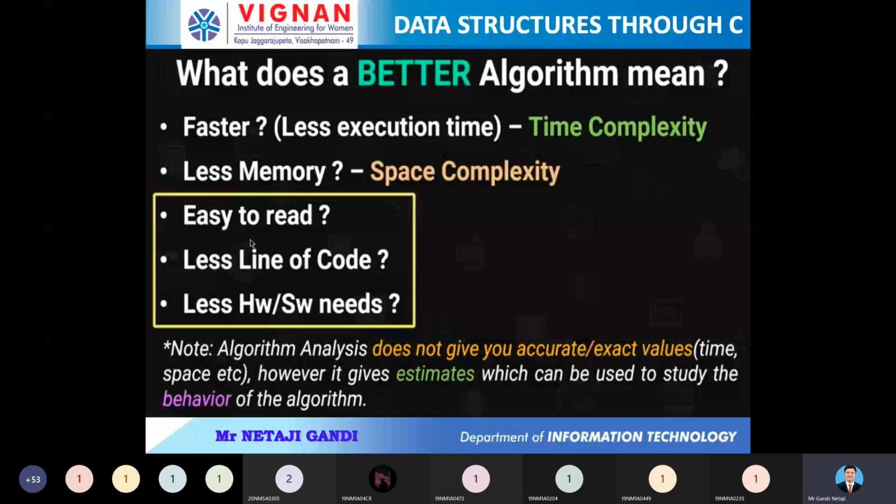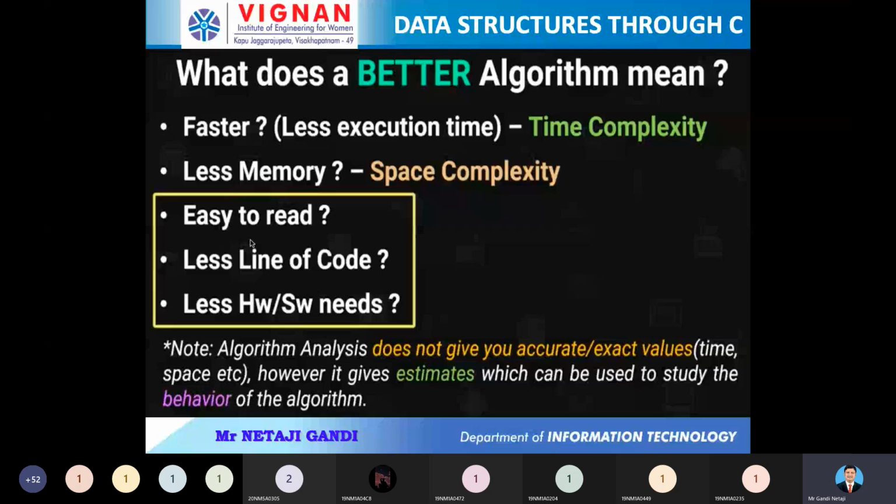What does less hardware and software needs mean? Nowadays Windows 10 is an operating system. Windows 10 cannot run on old laptops, such as year 2000 models, which cannot run the latest OS. Some software cannot be installed on a 64-bit operating system. So if your algorithm uses less hardware and less software, then it is the best algorithm, and your program is a good program. Is it clear, all of you?